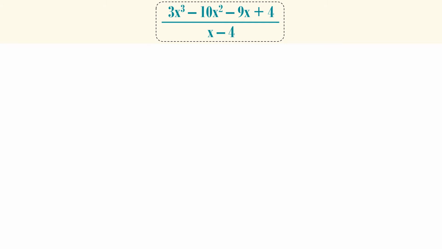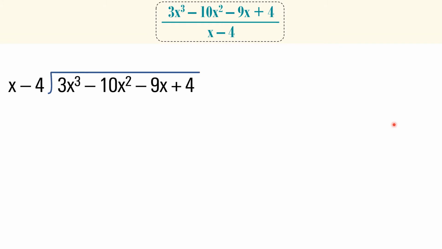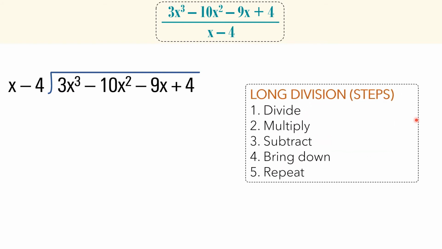Division of polynomials. In dividing a polynomial by a binomial, we may use two different methods. It can be long division or synthetic division. For long division, we write our equation like this. The dividend must be inside this division symbol, and then the divisor must be written outside. Then, follow the steps in dividing.